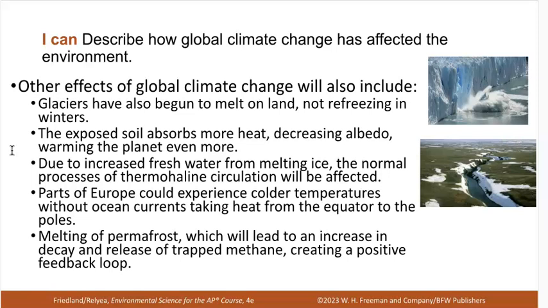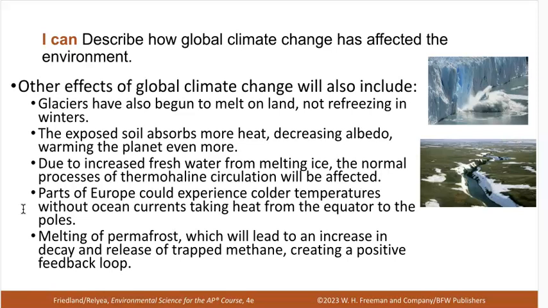Parts of Europe could experience colder temperatures without ocean currents taking the heat from the equator to the poles, so it could mess up the Gulf Stream that takes warm water from the equator, shoots it across the Atlantic to northern Europe, which makes parts of northern Europe habitable and able to grow crops, like northern England, Scotland, Norway, Sweden.